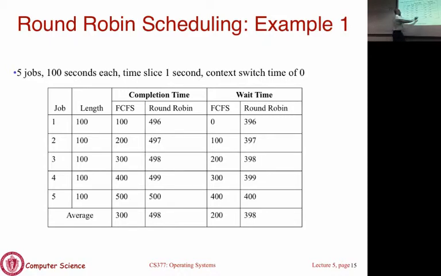So simply speaking, this column should be the difference between these two values. This is the completion, this is the execution. So 500 minus 100 is 400 and so on. And the same is true for round robin. So the difference between these two columns is the wait time for round robin.